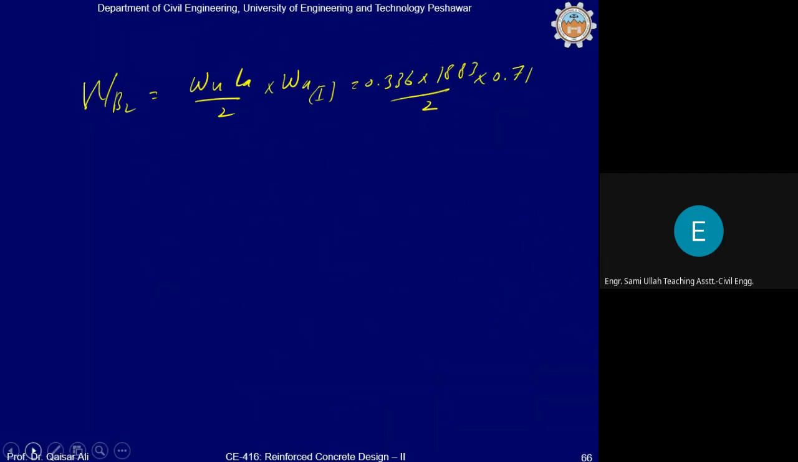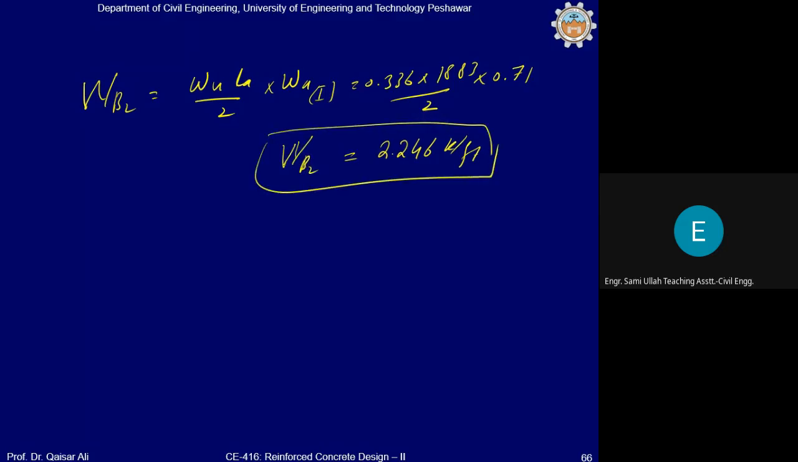Calculate this: 2.246 kip per foot. This is WB2. Correct?